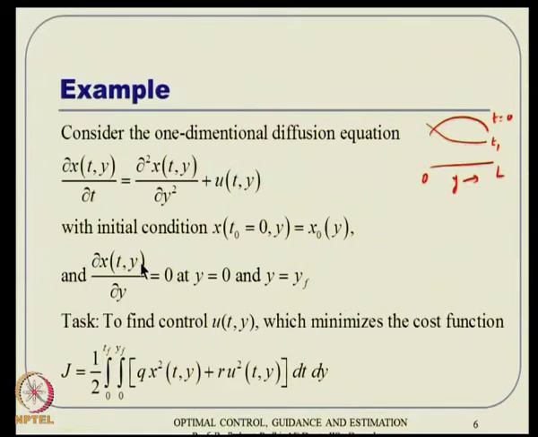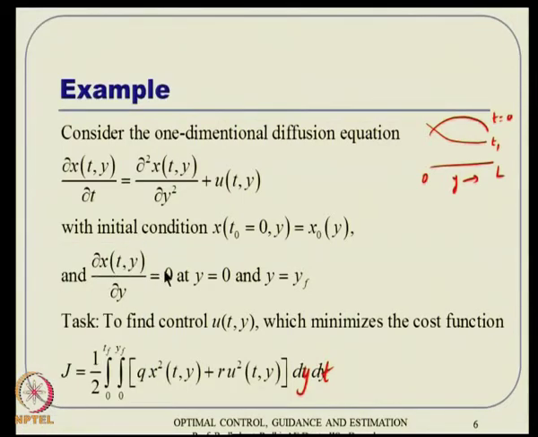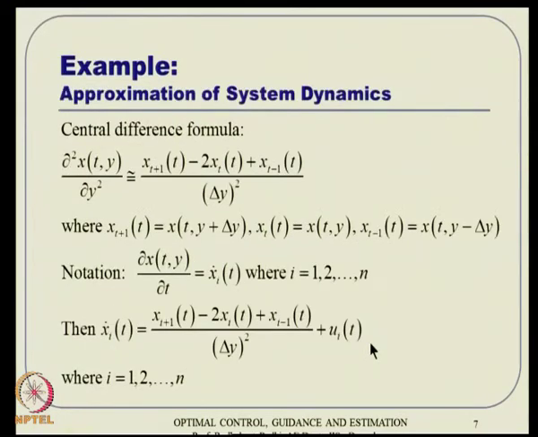Okay. Now, the task is to find a control u of t y which minimizes the cost function this way. Okay. So, again the quadratic cost function, q and r are scalars essentially here. And remember this is a double integral here actually, integrated with respect to y and then also integrated with respect to time. Alright, so this is the thing that we want to minimize. Well, ideally speaking, it should be y first and t next. Either way, mathematically both are equivalent anyway. Alright, so this is what it is actually. Now, how do you go about it?